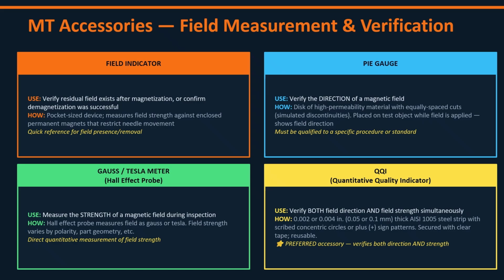Think of these devices as answering different questions. Is magnetism present? That points toward a field indicator. How strong is the field? That points toward a gaussmeter. Which direction is the field? That points toward a pi gauge. Can I demonstrate both direction and adequate strength? That points toward a QQI when the procedure calls for it. Good inspection practice uses the correct tool for the parameter being controlled.